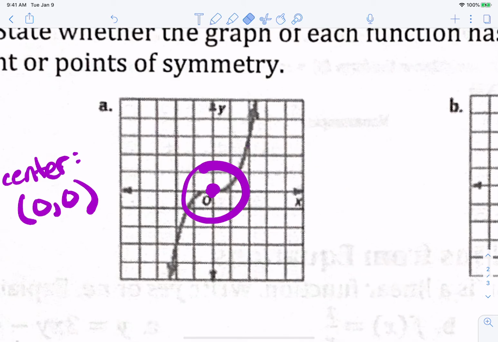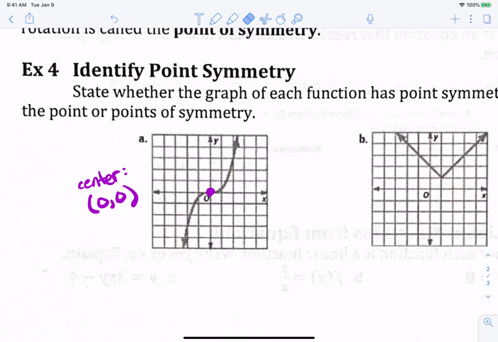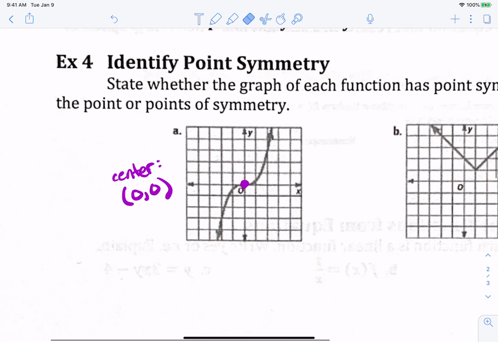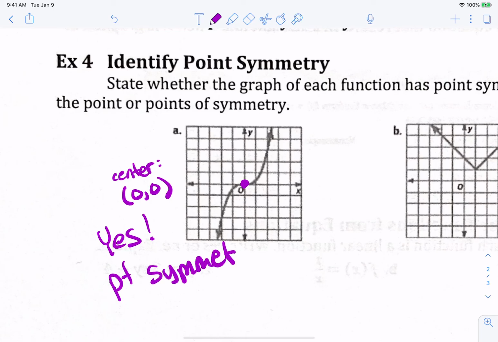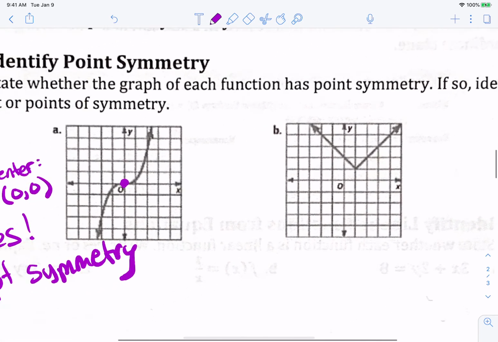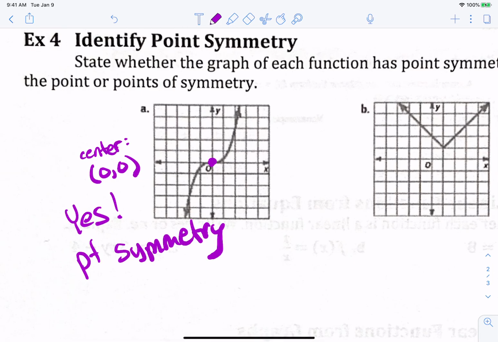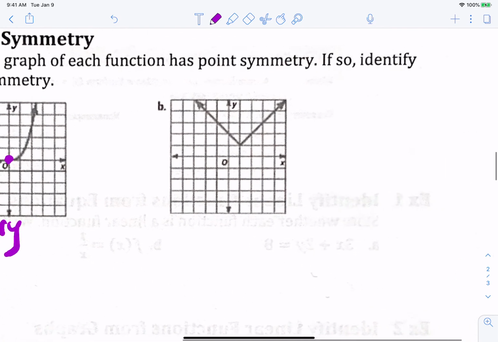So let's go over what it asked. State whether the graph of the function has point symmetry. Yes, point symmetry. And if so, identify the point or points of symmetry. 0, 0 is my center, or my point of symmetry. Does that make sense? Okay, B.